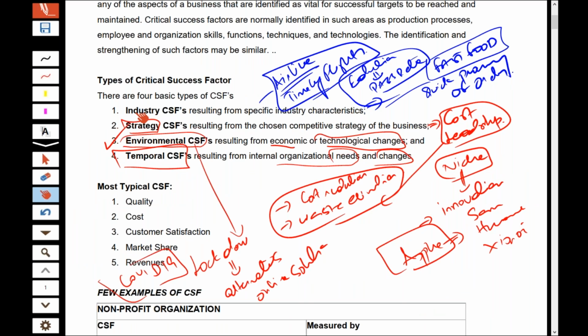These things could be because of the industry in which you are operating. These could be because of the strategy that your business is pursuing. These could be because of the operating environment of your entity. And these could be because of the temporal factors which are having an impact on the entity. So all of these could actually lead to an entity having a different set of critical success factors.